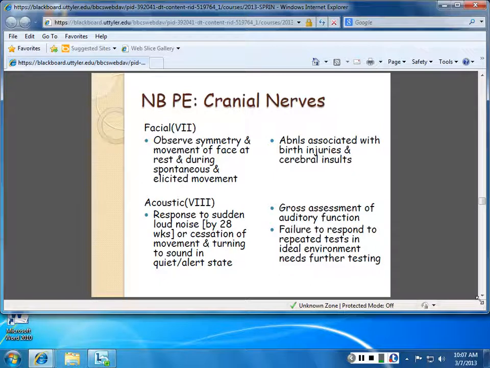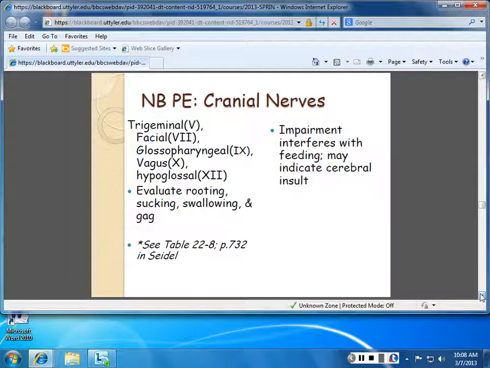Response to a sudden loud noise for hearing is present by 28 weeks, or if they're in a quiet alert state, they'll alert and they'll turn toward the sound. If they fail to do this, then you'll need to go on and do more hearing tests. And every newborn gets an evoked potential before they're discharged.